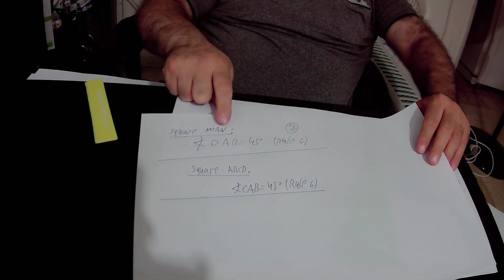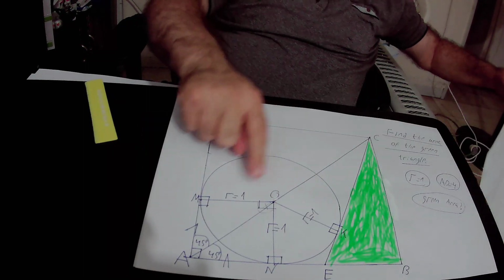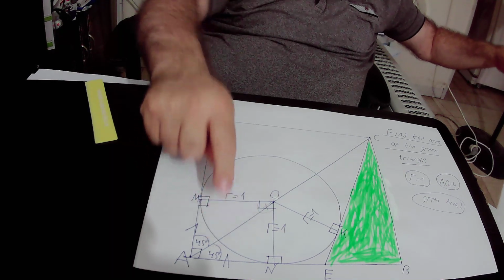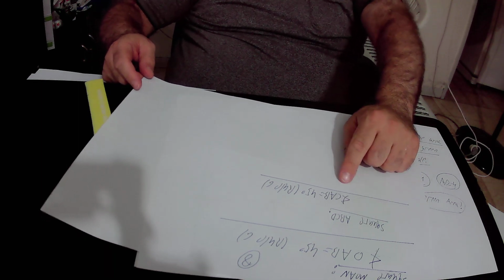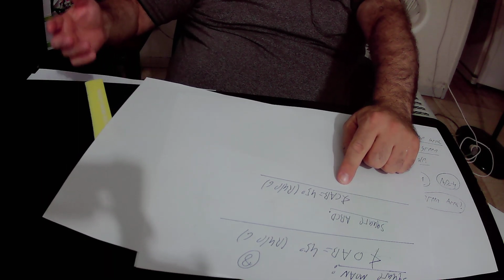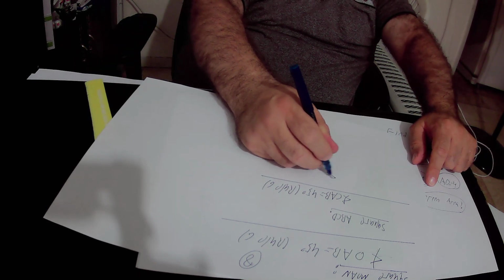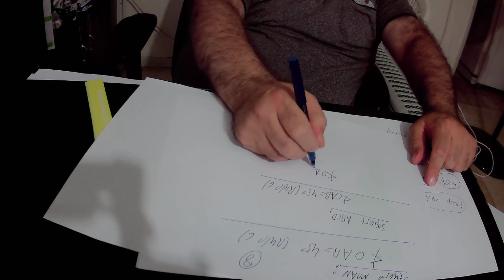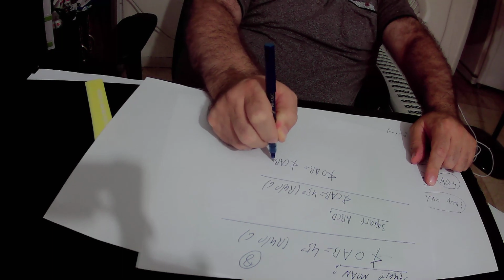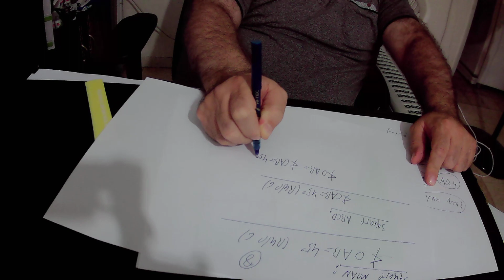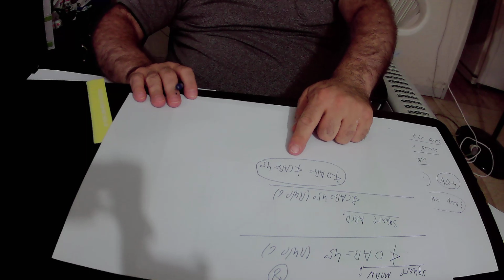And we have already found out that angle OAB also equals 45 degrees according to rule number 6. So angle OAB and angle CAB are both equal to 45 degrees, therefore they are equal to each other. So angle OAB equals angle CAB because they are both equal to 45 degrees.